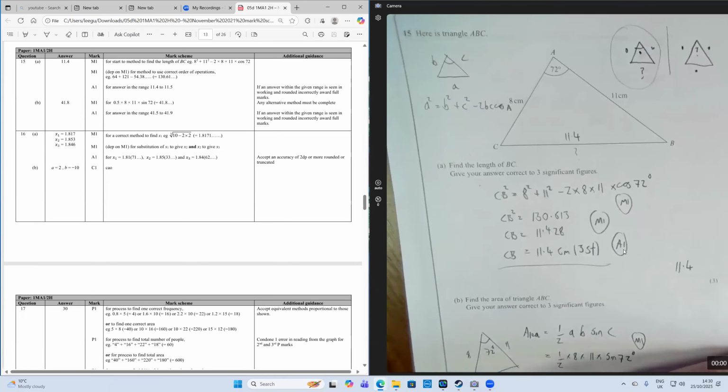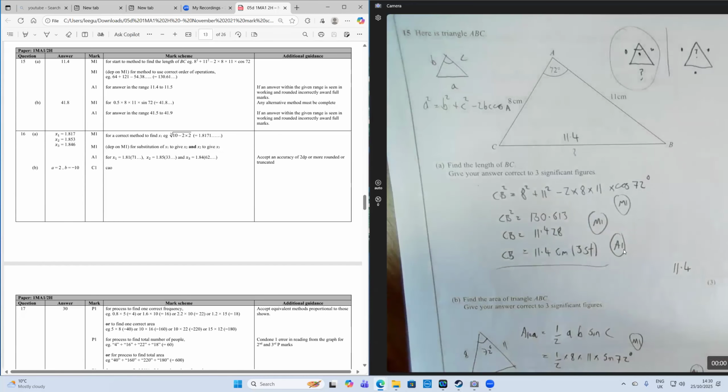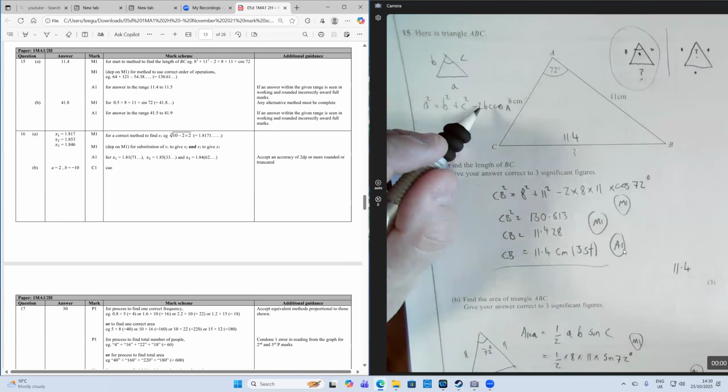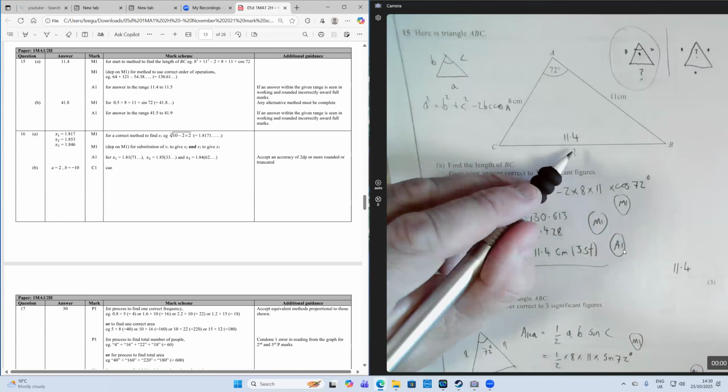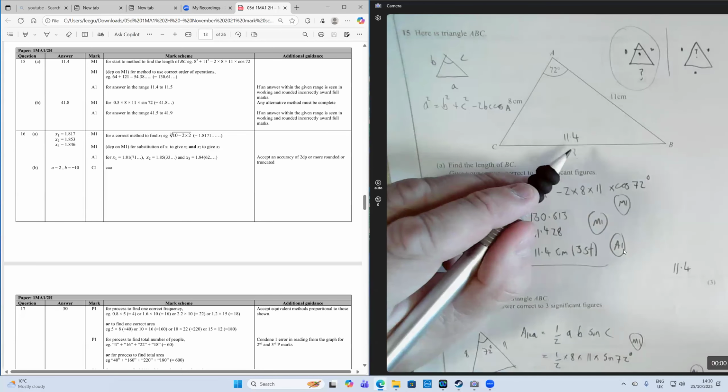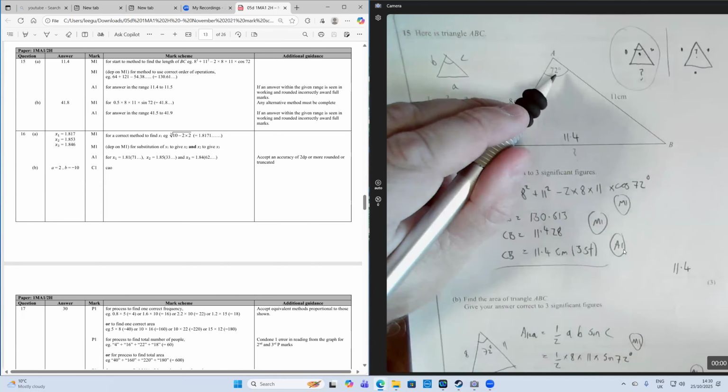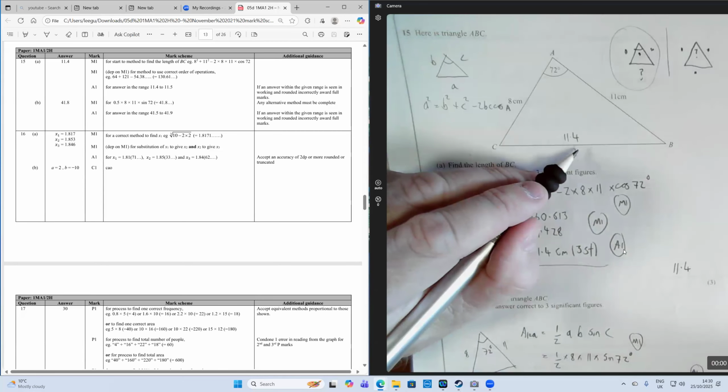So we just start by writing out the cosine rule, and the cosine rule is that a squared is equal to b squared add c squared minus 2bc cos A. Now the first thing to note is it does not matter which side you call b and which side you call c. The only thing that matters is the side that you call a must be the one that is opposite the angle, and it must be the side that you're trying to find.